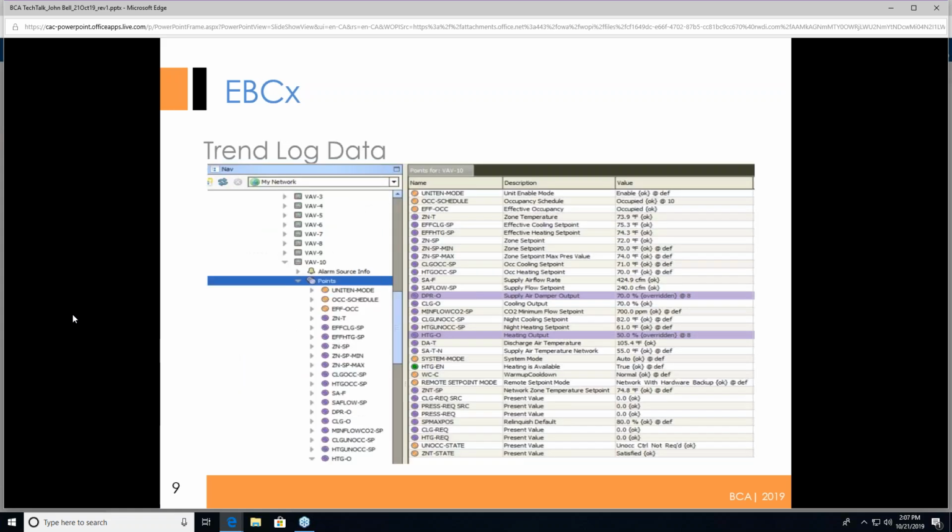Okay. Also, on typical EBCX projects, you'd look at some trending, if you've got that trending capability. This is just a screenshot of a run-of-the-mill system in which you're looking at points, you're looking at the data. Can you make sense of why the system is operating the way it is, right? So you're collecting that information, and this is the normal process.